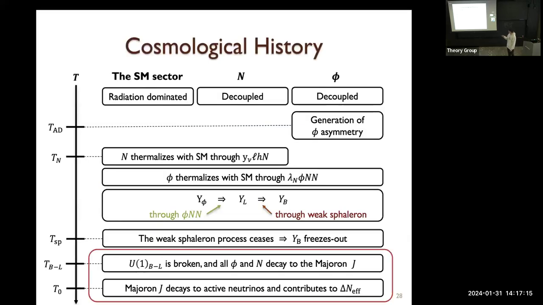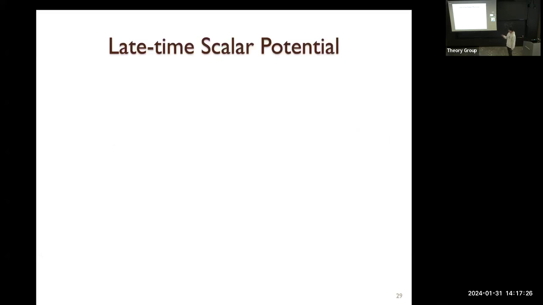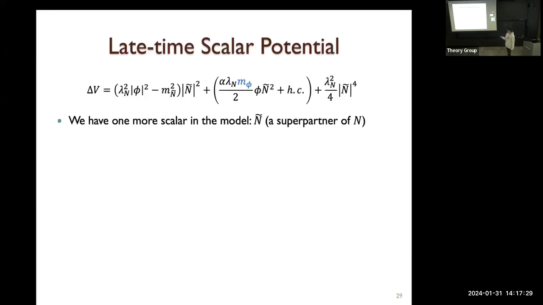Okay, so late time phenomenology. I'm going to talk about this thing where there are a lot of questions. So you want spontaneous breaking and Majorons. So, late time scalar potential. Actually, in this model, we have one more scalar, which is the superpartner of the right-handed neutrino, N tilde. But I don't want to emphasize that this model is supersymmetry related. It doesn't need to be a superpartner. It can be any other scalar. I'm just saying that SUSY is not necessary. I'm going to talk about that a little later as well.